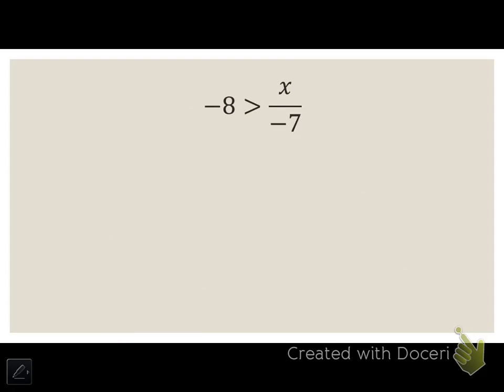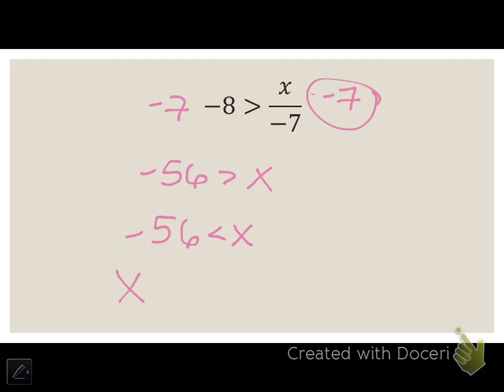Okay, since this is division, we're going to have to multiply both sides by negative 7. Okay, negative 7 times negative 8 is negative 56. But we multiplied by a negative, so we have to make sure we flip that sign. And then we have to write x first, so since it's eating x, we got to keep eating x. So there's my answer.